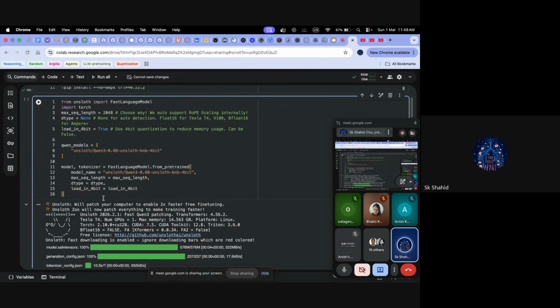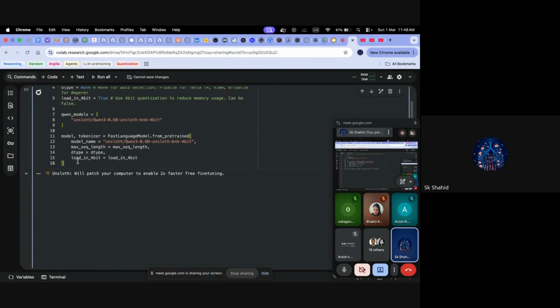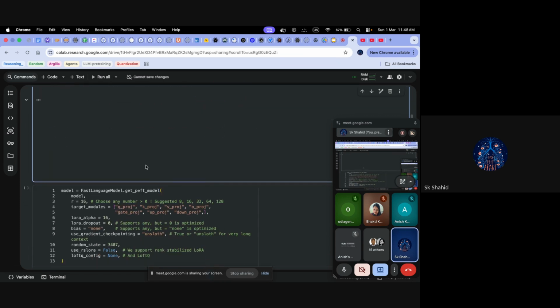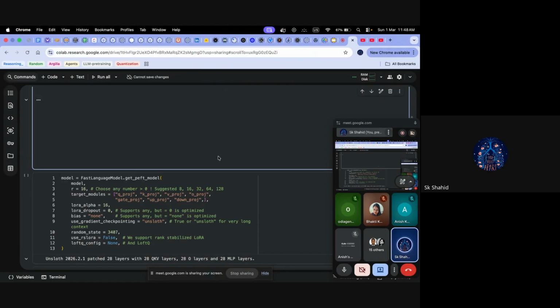It's a very small model. Just for demonstration purposes, I've kept this model here. Here we are saying that the max sequence length will be 2048, so our model will be able to predict 2048 next tokens. We are loading in 4-bit, since it's a 4-bit quantized model. That's a separate topic of discussion, but here we are loading this model. It will take a couple of minutes.